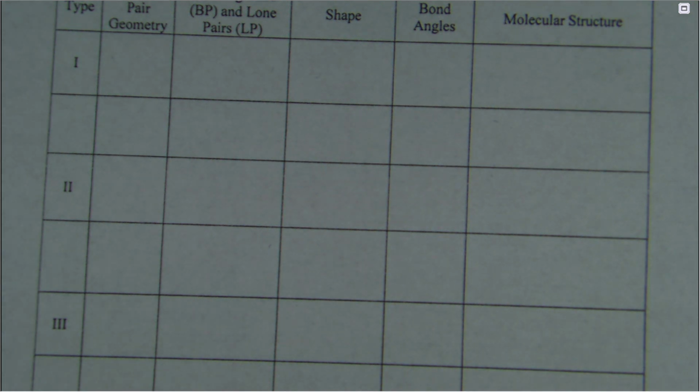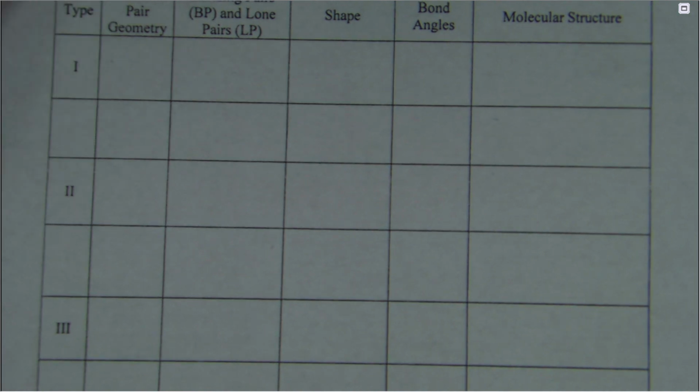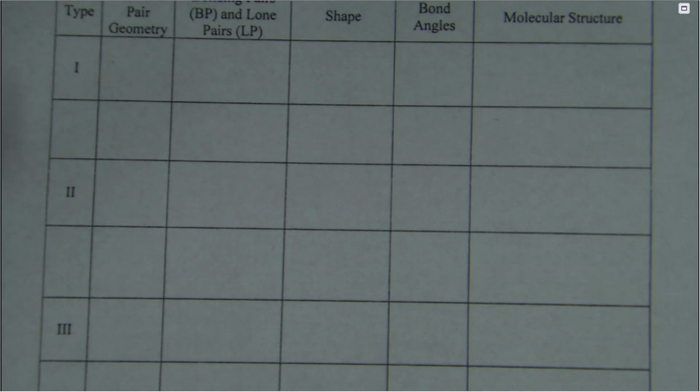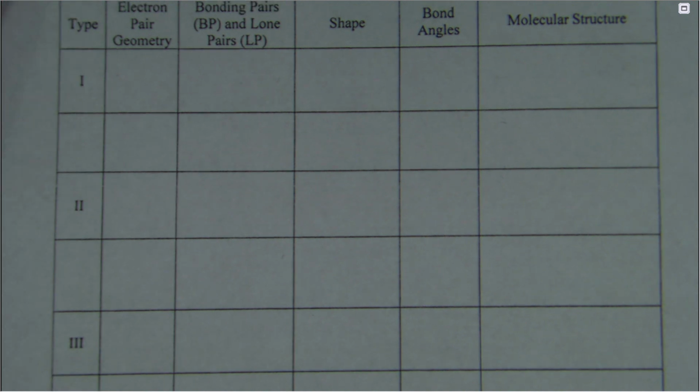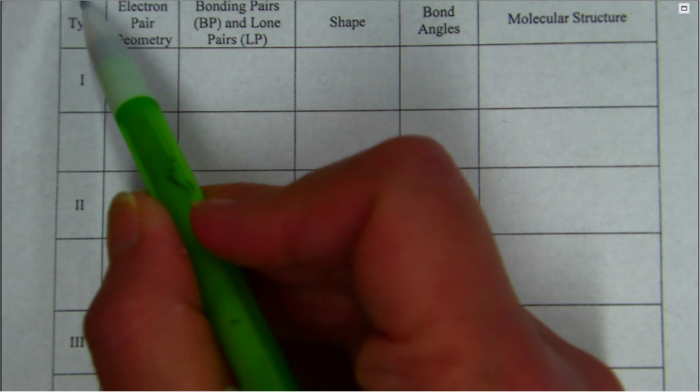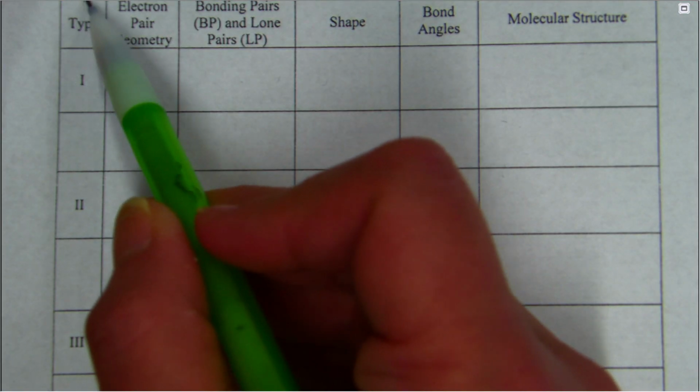So we've been drawing Lewis structures for covalent compounds, but it's important to remember these are actually 3D structures. So let's look at our VSEPR theory, which stands for valence shell electron pair repulsion.